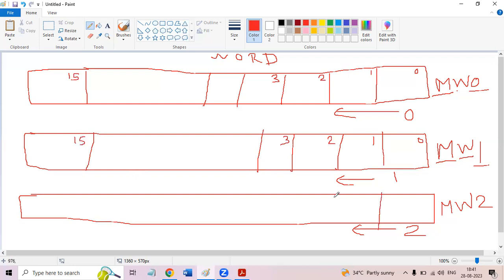And the same for all roads. For each road, you will have 16 houses, 0 to 15, house number 0 to house number 15.